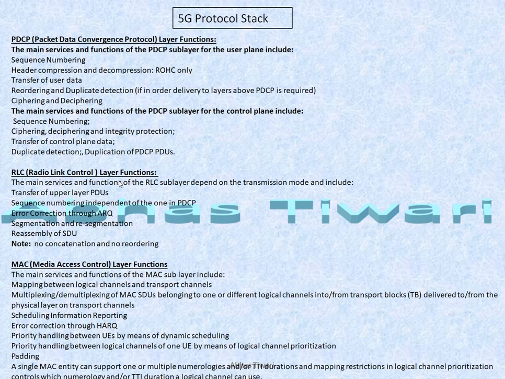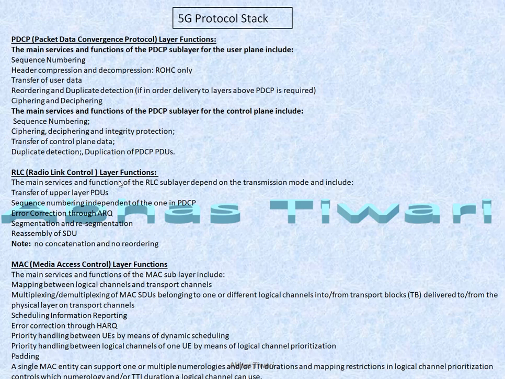Next is the RLC layer. Error correction is done at the RLC layer, and reassembly and segmentation are done at the RLC layer. So the two main functions are error correction and reassembly and resegmentation. Other functions are listed here. You can have a look.